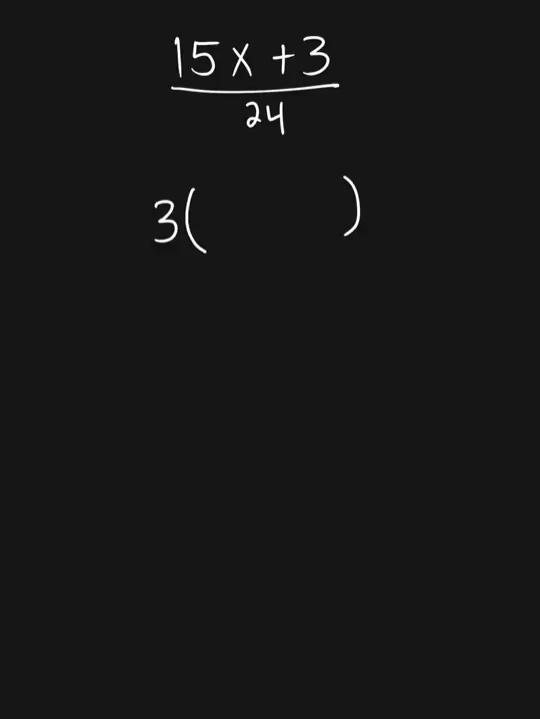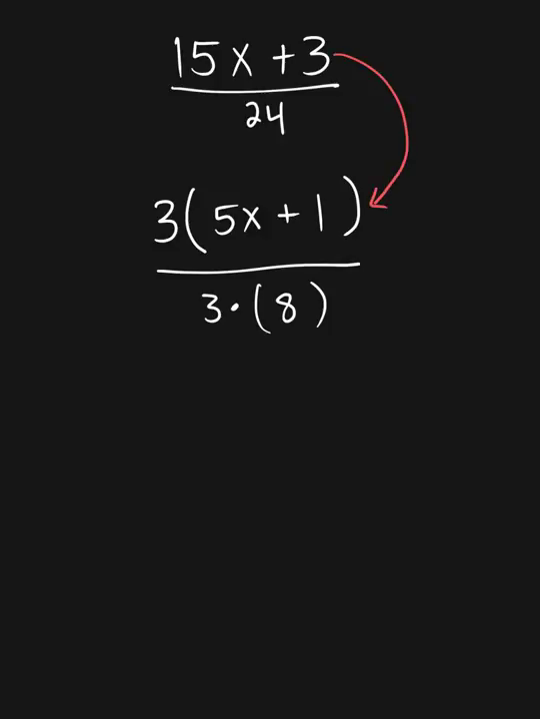So I'm going to say, oh, hey, there's a 3, and 3 times blank gives me 15x. Well, it's going to be 5x. And then pulling out a 3, I'm left with 1. And then in the denominator, 3 times blank gives us 24. Well, that's got to be 8. So I'm going to pull those out. All I've done is say, hey, 15x plus 3 is equivalent to that, and 24 is equivalent to that.